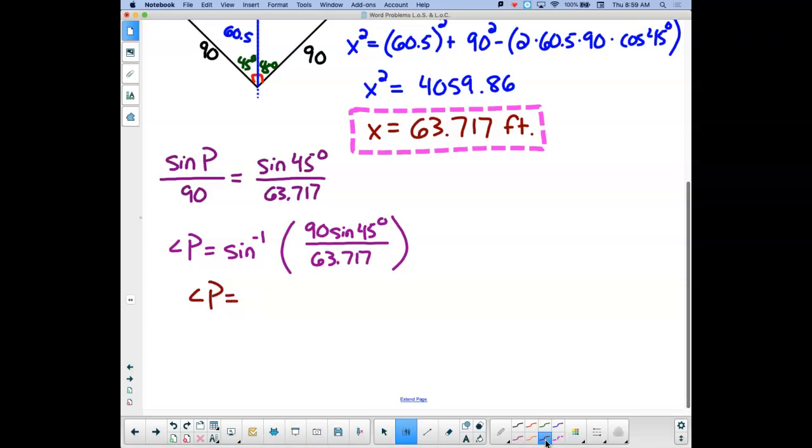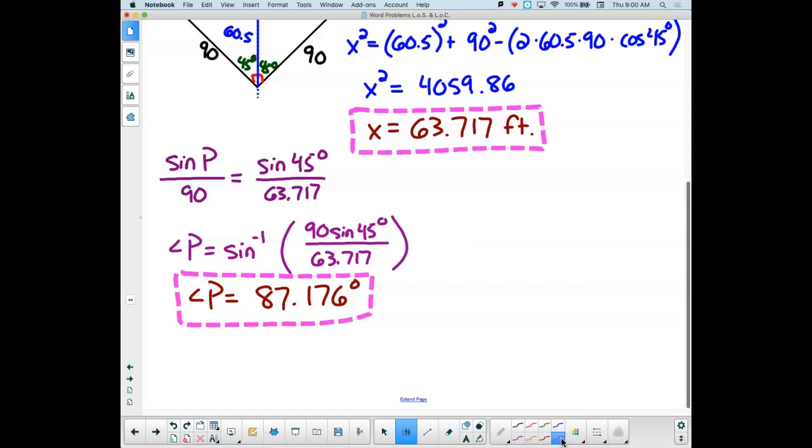I get angle P to be 87.176 degrees. You want us to round degrees as well to 3 decimal places? I round everything to 3 decimal places. The more decimal places, the closer I get to being exact.